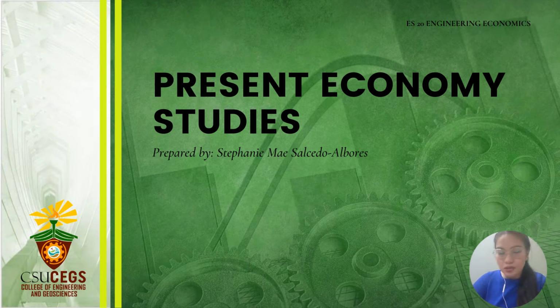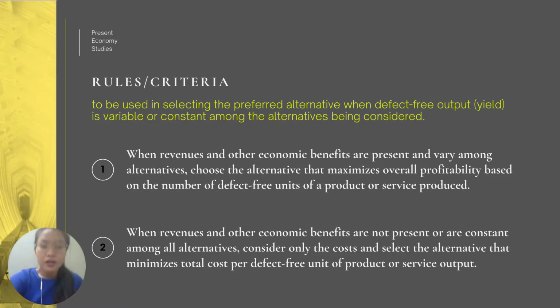Okay, so there are rules or criteria that will be shown. I will show you in this lesson that we will be using to select the preferred alternative when defect-free output, or what we call yield, is variable or constant among the alternatives being considered. So here are two rules or criteria to be used in selecting the preferred alternative.